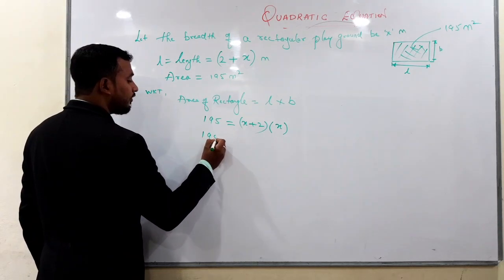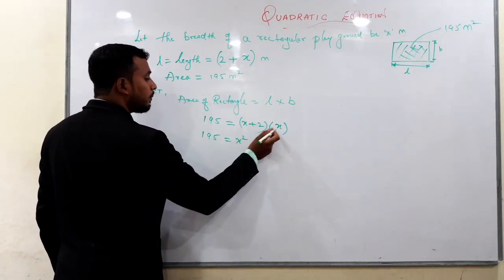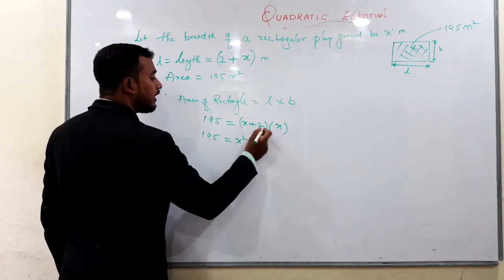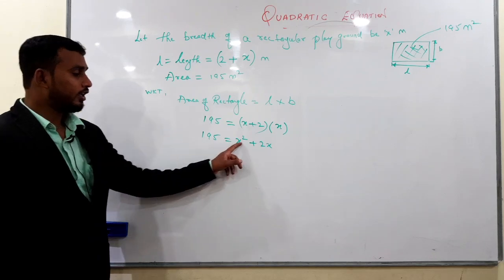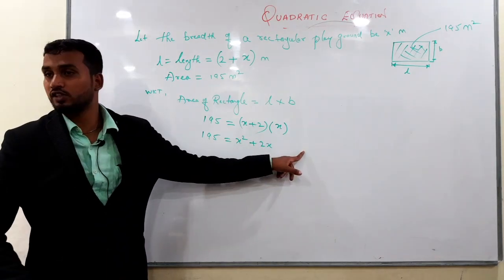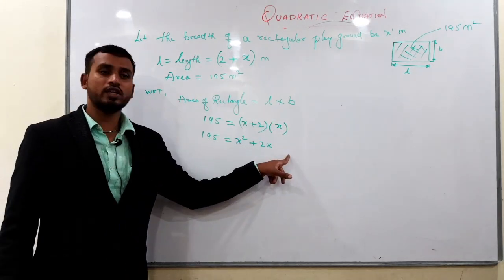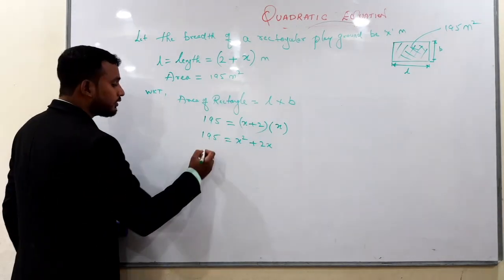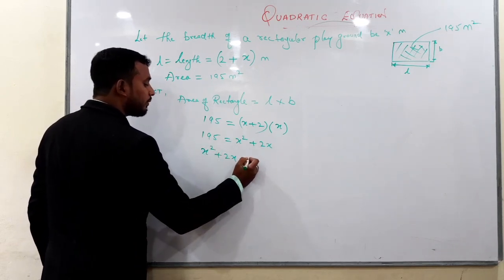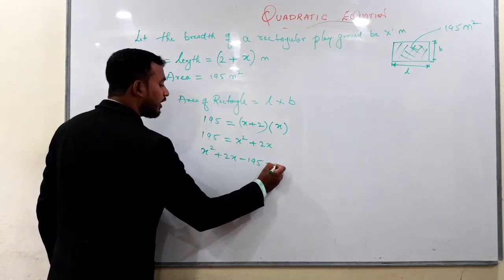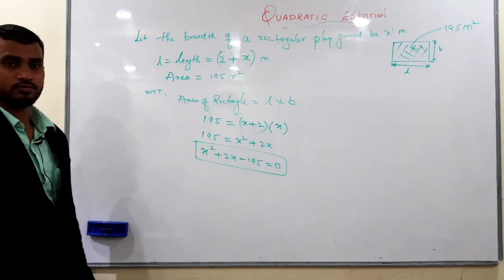That is 195 is equal to x into x, x square, plus into plus is plus, x into 2 is 2x. We got second degree, we got first degree. Now what do we want? Constant. Where is constant? It is there on the LHS. So we have to bring this to the RHS side. Then x square plus 2x minus 195 is equal to 0. So this is our quadratic equation.